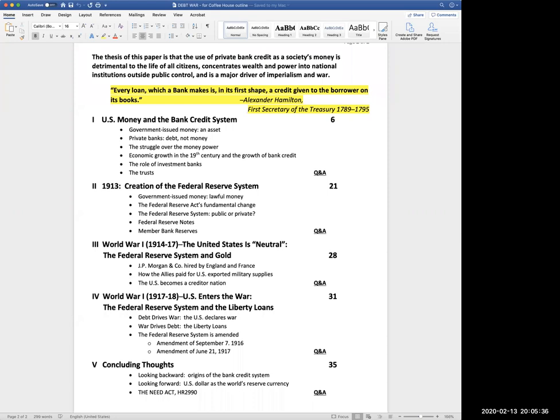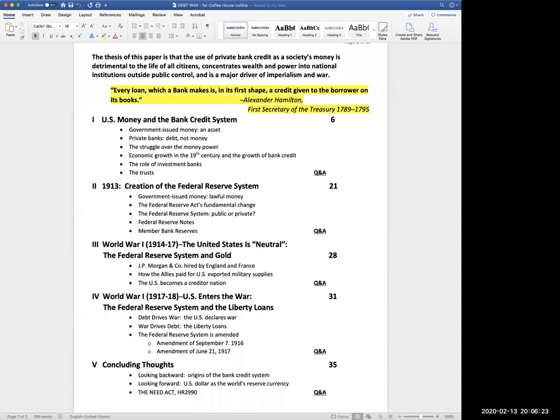I'm going to read a little further from Alexander Hamilton. And I think it's important because this struggle between government-issued money and privately issued bank credit goes to the heart of our history. And like the first quote said, Hamilton, in his report to Congress in 1791, said, every loan which a bank makes is a credit given to the borrower on its books.